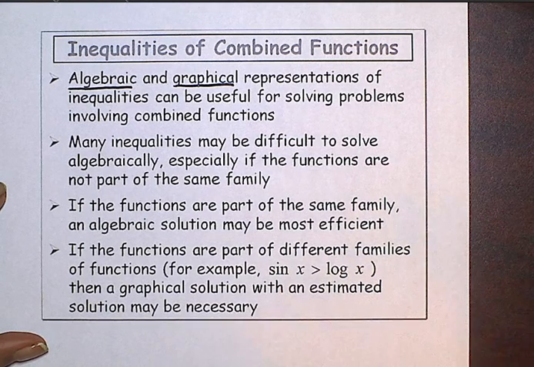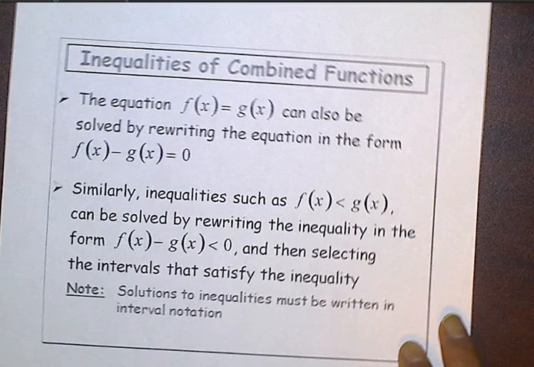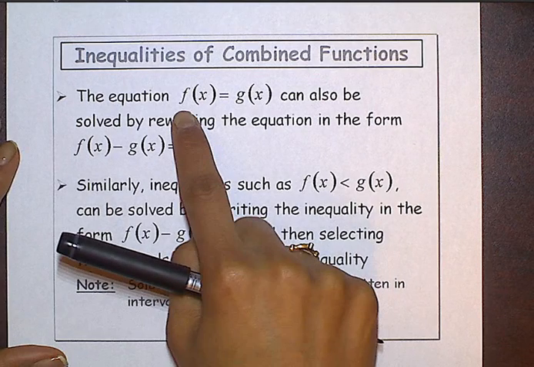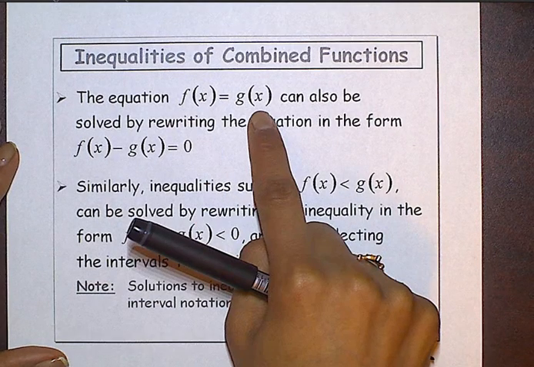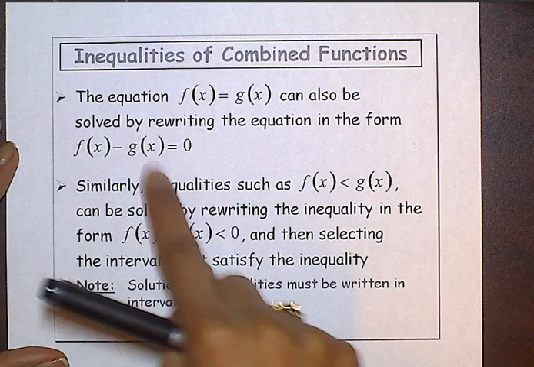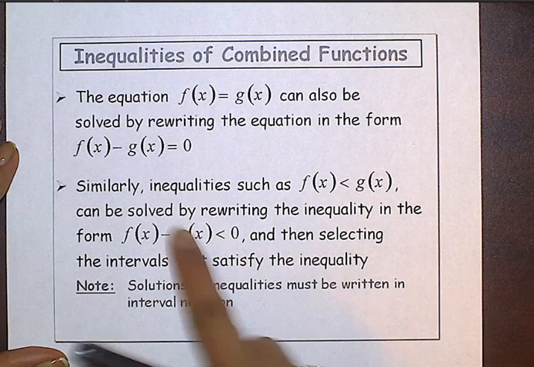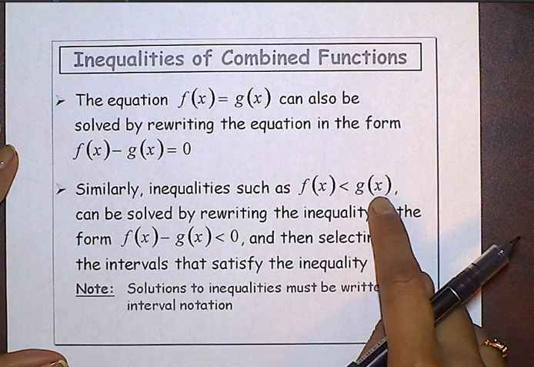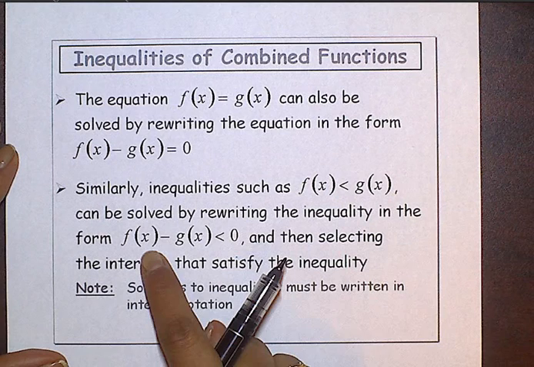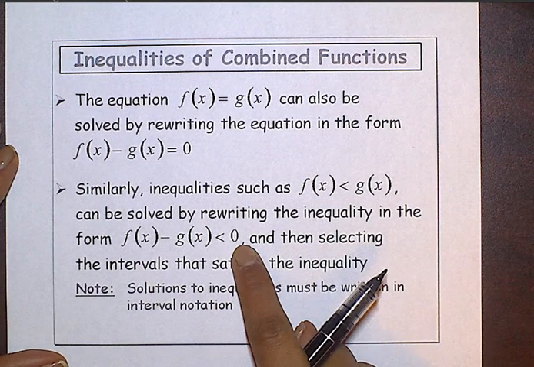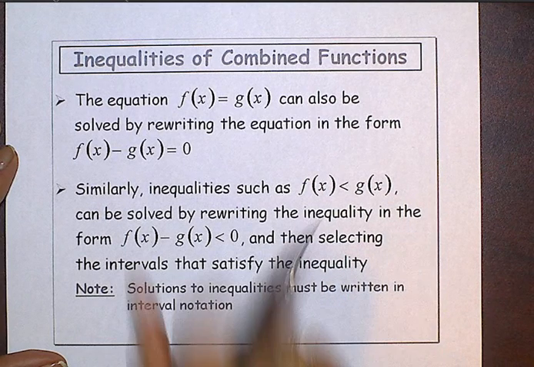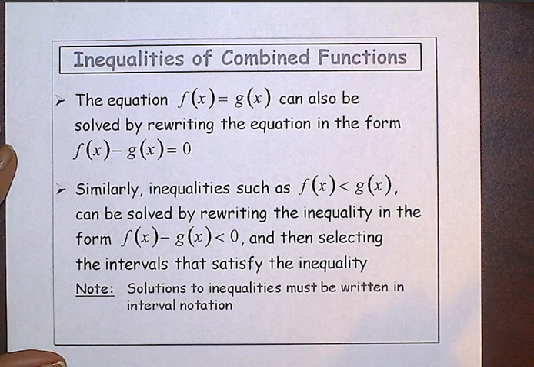Also, to recall, whenever we are solving an equation where one function is equal to another function, we move everything to one side and make the right hand side equal to 0. And we do the exact same thing for inequalities. For example, if I have f of x less than g of x, I would move the g of x over, so I would have f of x minus g of x less than 0. And we then figure out the intervals in which this inequality is true. We generally write down our solution in interval notation for inequalities. All right, let's go ahead and do an example.